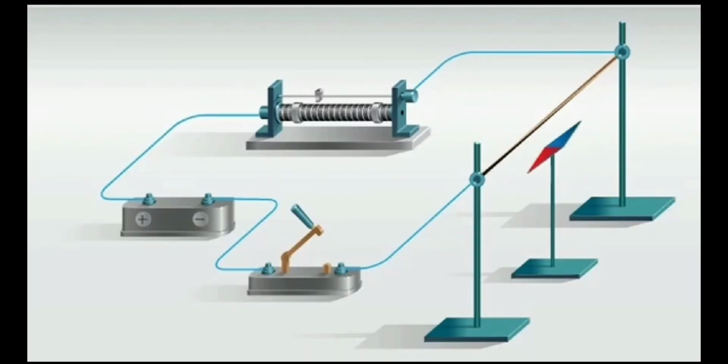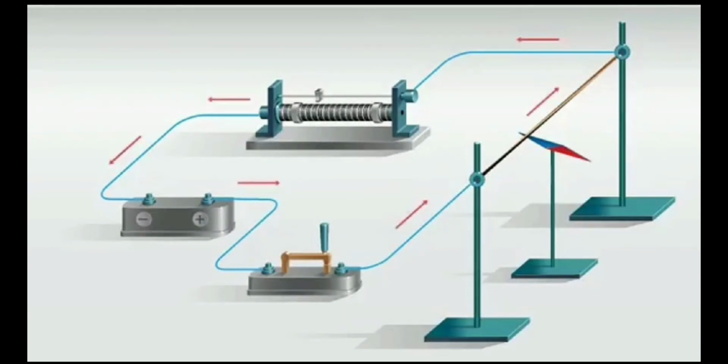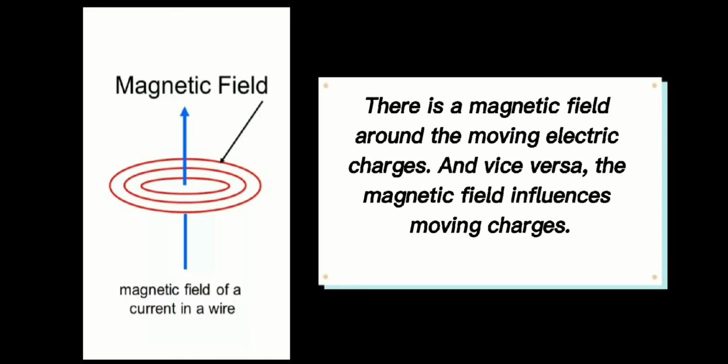The Danish physicist Hans Christian Ørsted in 1820 discovered the deflection of a magnetic needle located near a conductor with current. When the circuit is closed, the needle turns 90 degrees and stands perpendicular to the conductor. When the circuit is opened, the needle returns to its original position. Ørsted's experiment has shown that there is a relationship between electric and magnetic phenomena. There is a magnetic field around moving electric charges, and vice versa, the magnetic field influences moving charges.